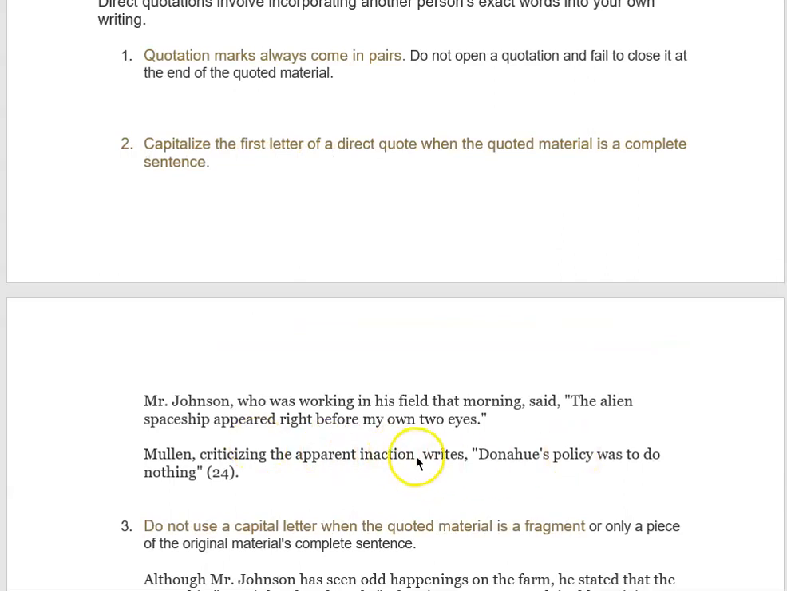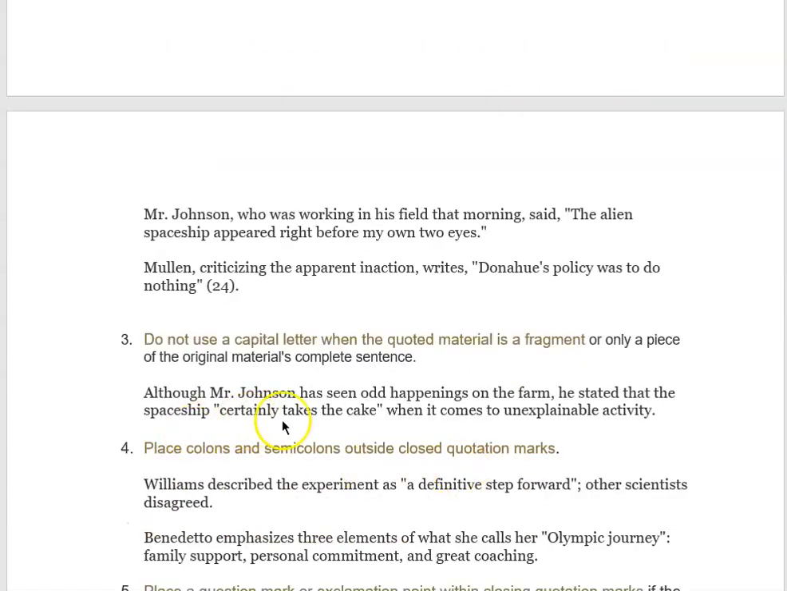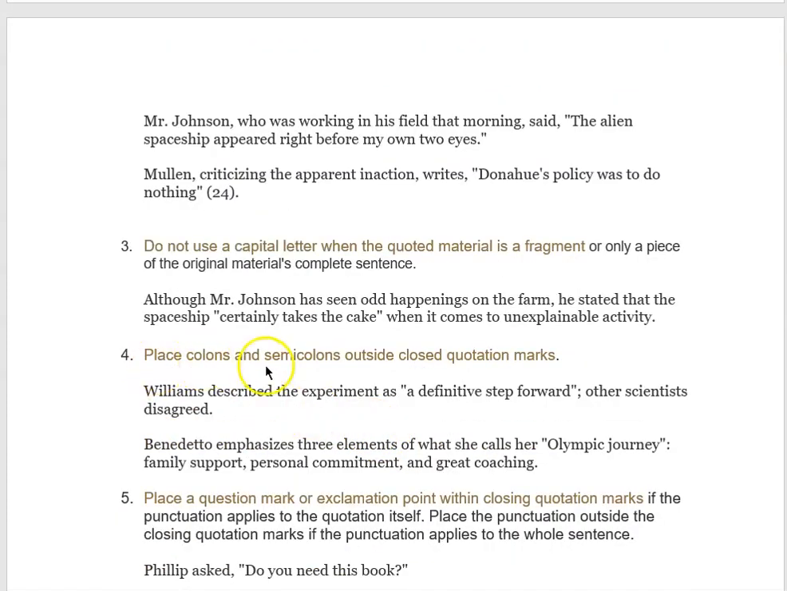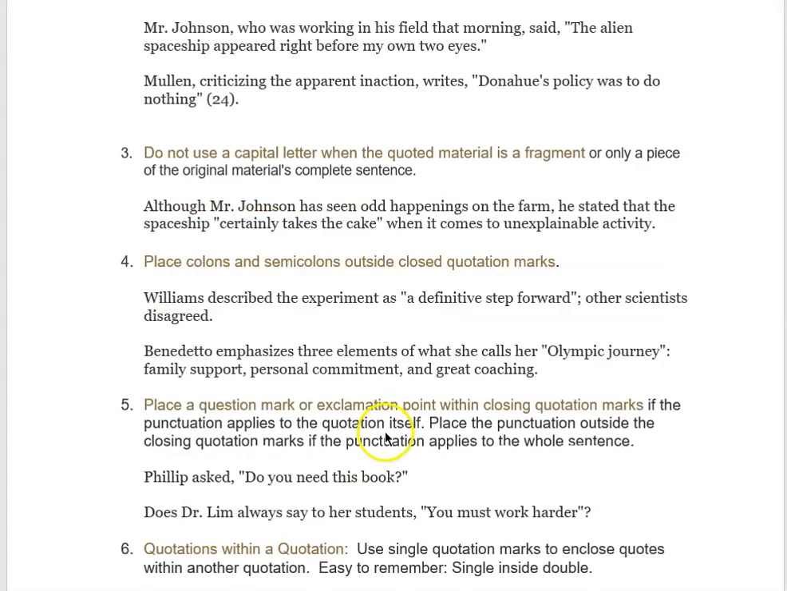Here's an example. If it's a complete sentence, you capitalize this letter here. Again, another complete sentence, capitalize the letter. If it is a fragment, do not capitalize. Place colons and semicolons outside the closed quotation marks, which means commas go inside the quotation marks, and so do periods. Place a question mark or exclamation point within the closing quotation marks if the punctuation applies to the quote itself. If it applies to the sentence, it goes outside.